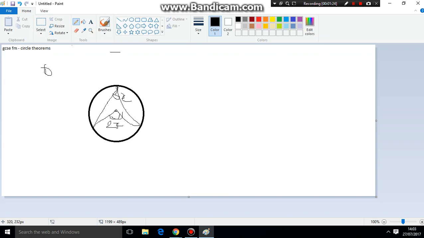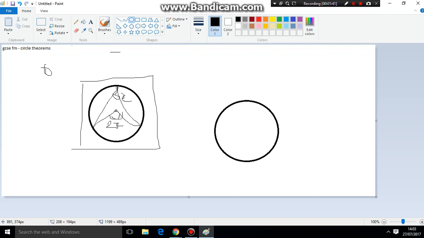Straightforward, isn't it? Center 2x and circumference x. Circumference x, center 2x. Remember that. Just try and get that in your head, and if you do, try and remember this diagram. Alright, let's do another theorem now.